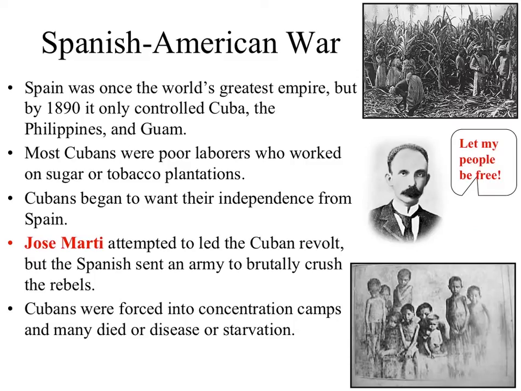Now, before Roosevelt actually becomes president, we go to war with Spain. And if you remember, Spain at one time controlled like a quarter of the world's population. However, by the 1890s, its empire has been reduced to basically three areas: Cuba, the Philippines, and Guam. They also have Puerto Rico.